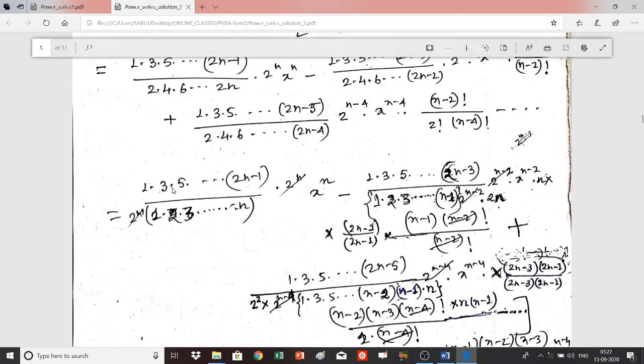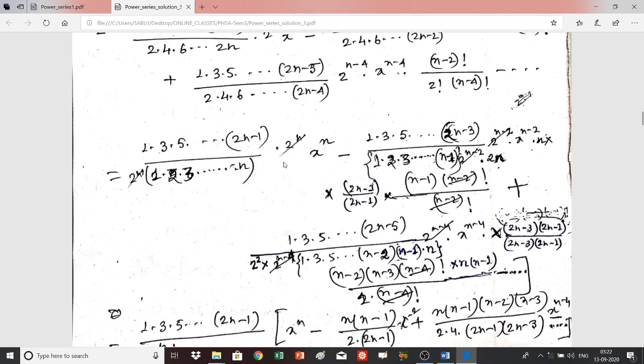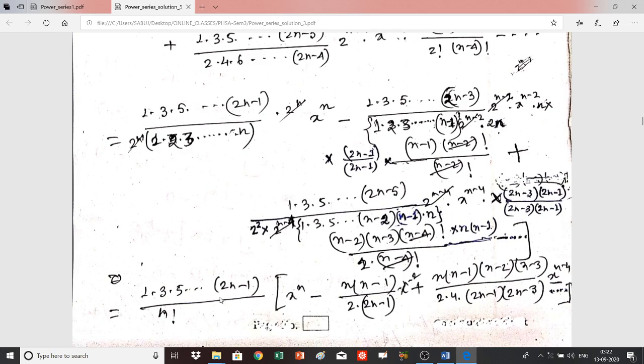So 1 into 3 into 5 etc. 2n minus 1 by, if you cancel out, 2 over n and 2 over n will cancel out. So 1, 3, 5 ... 2n minus 1 by 1 into 2 into 3 etc. to n. So it is nothing but n factorial. So you write here 1 into 3 into 5 etc. to n minus 1 by n factorial. What is the residual part? That is equal to x to the power n, and I have written it as the common term.